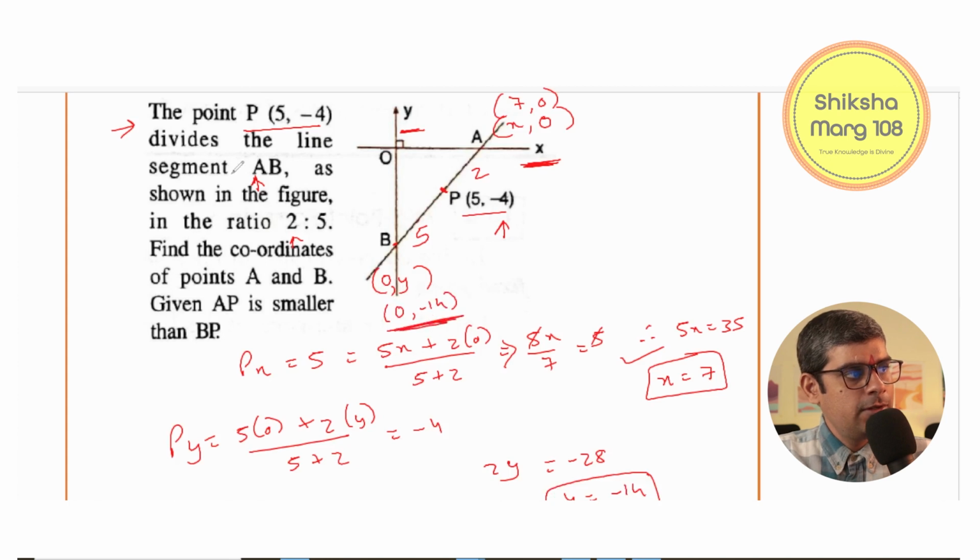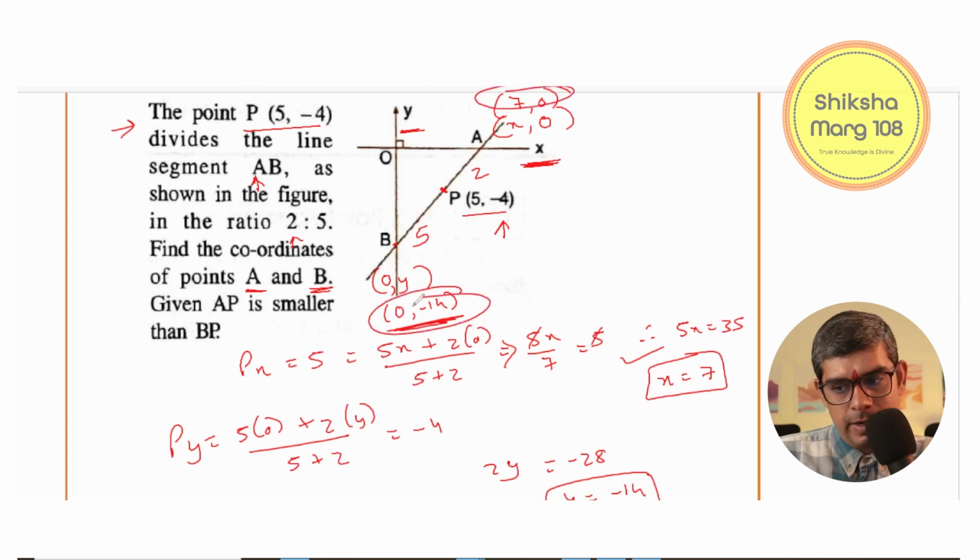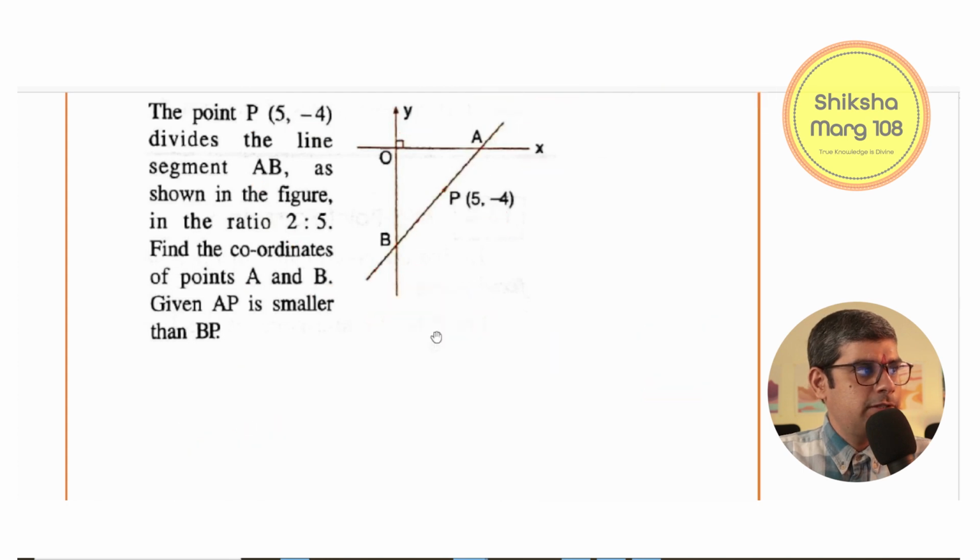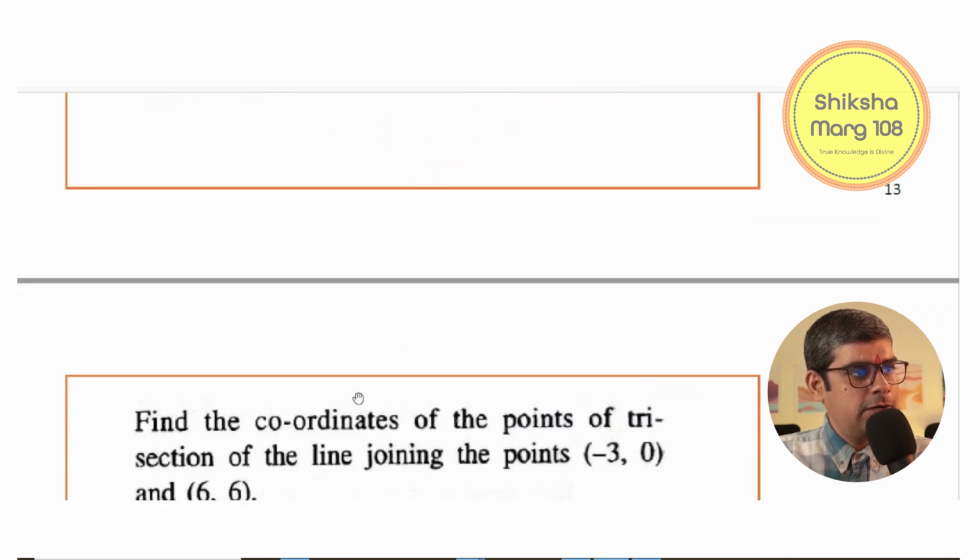So you got the answer of coordinates A and B. A is 7, 0 and B is 0, minus 14. Well, that's making sense. Quite an interesting sum this. Let's go to the next one real quickly now.